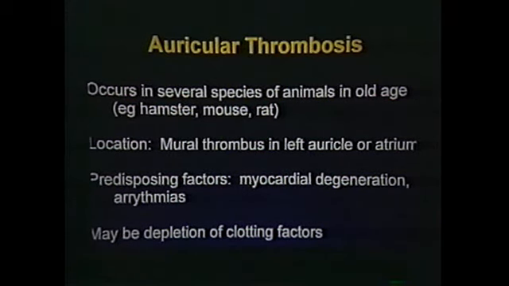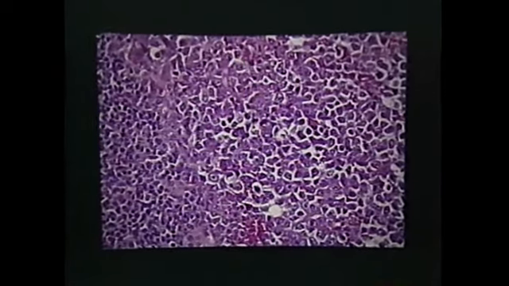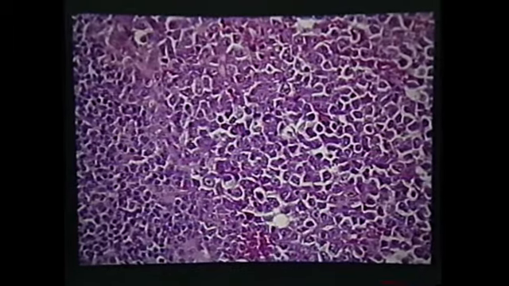A hamster with lymphoma. See this large mass involving the mesenteric lymph nodes in this animal, and mottling of the liver indicating that there's infiltration with neoplastic cells in the liver as well. And to emphasize that the infiltrates consist of neoplastic lymphocytes.